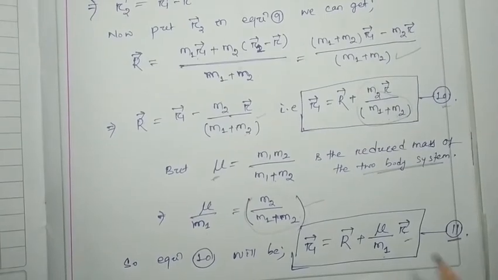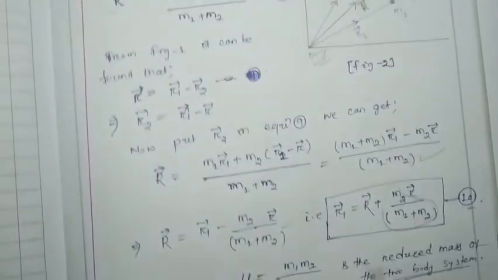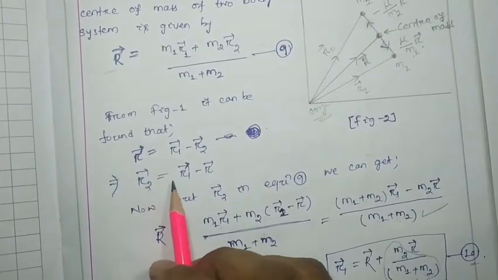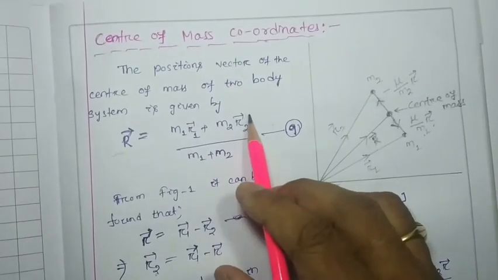Similarly, r2 also can be found. How can the r2 value be found? Here we substituted r2 equal to R minus r1. Okay.